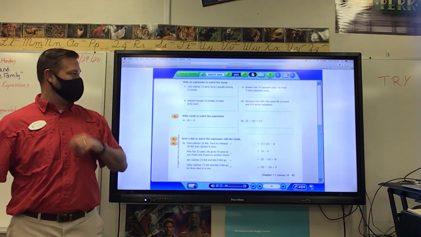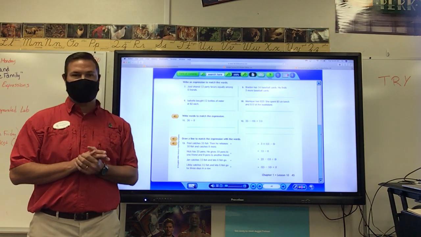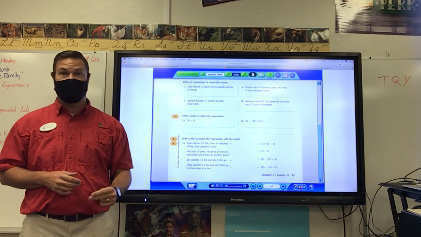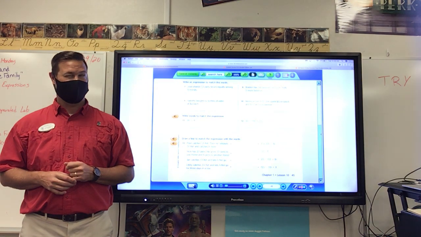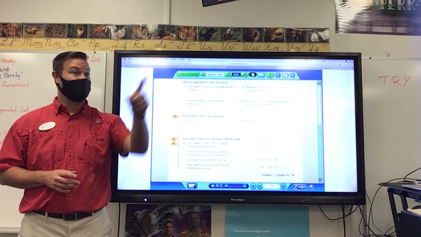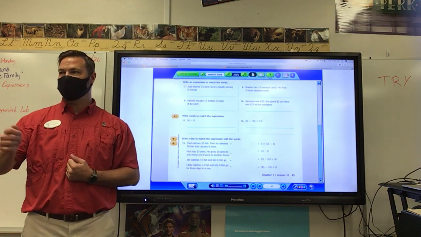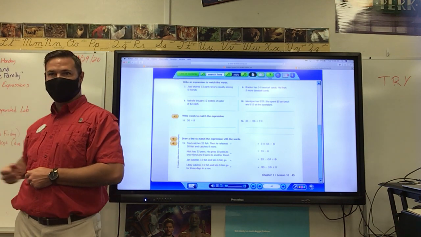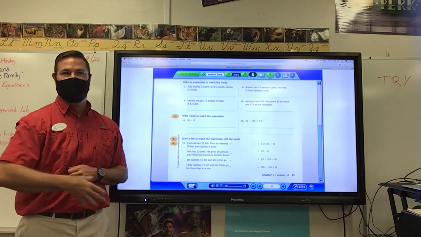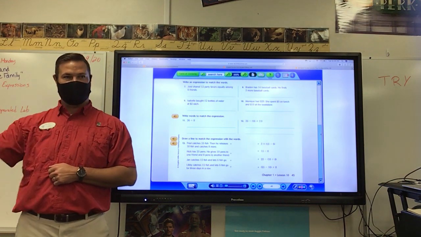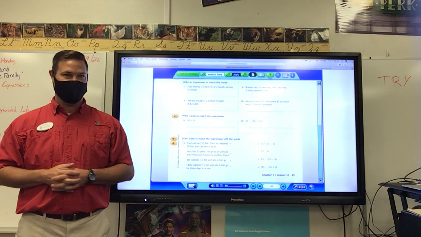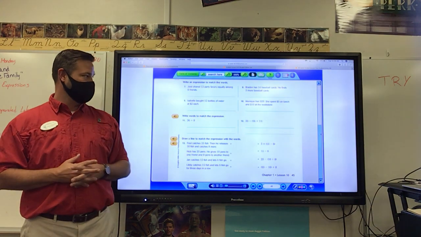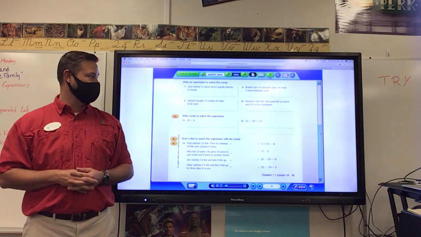Jose shares 12 party favors equally among 6 friends. What's your key word here? Sharing. What does that mean if you share with somebody? I'm giving them this much, right? And if I'm doing it equally, I'm giving that one 5, and I'm giving that one 5, and I'm giving that one 5, or whatever it is, right? So Jose has 12 party favors that he is sharing equally.